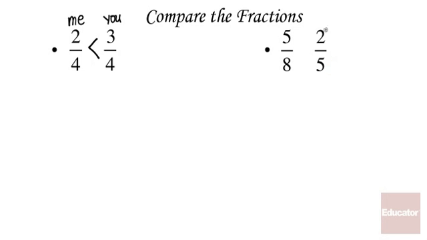Now 2/5. If you have 5 candy pieces and you ate 2 out of those 5, then you ate less than half, right? So 5/8 is greater than half, and 2/5 is less than half. So which one do you think is a bigger fraction? This is bigger than half, and this is less than half. So I know that this one right here, 5/8, is going to be greater than 2/5.